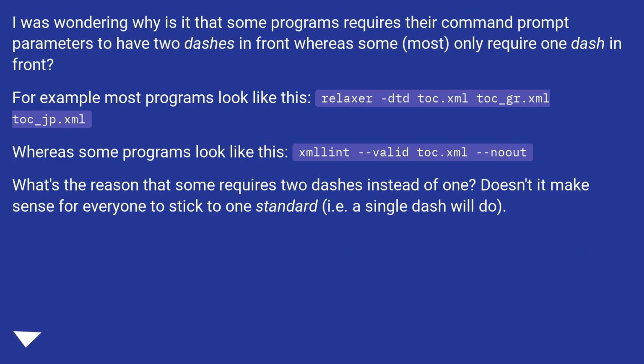For example, most programs look like this: relaxer -dtttoc_gr.xml -toc_jp.xml. Whereas some programs look like this: smlint --valid toc.xml --noout. What's the reason that some require 2 dashes instead of 1? Doesn't it make sense for everyone to stick to one standard, i.e. a single dash will do?